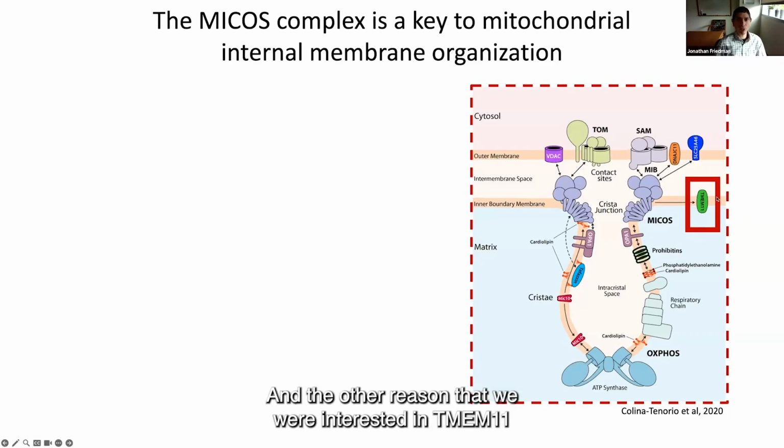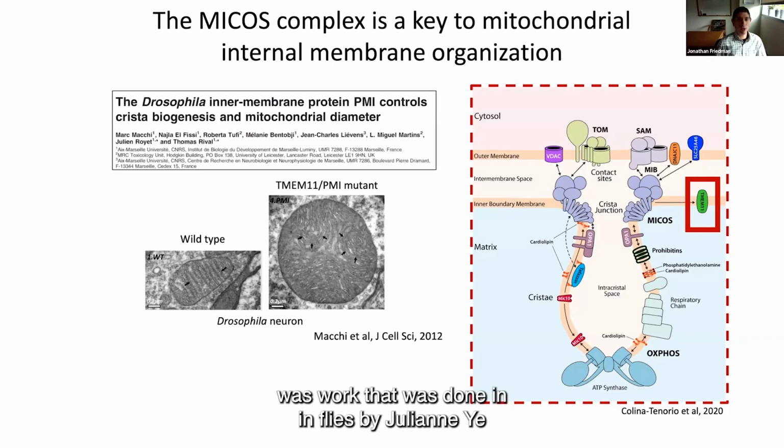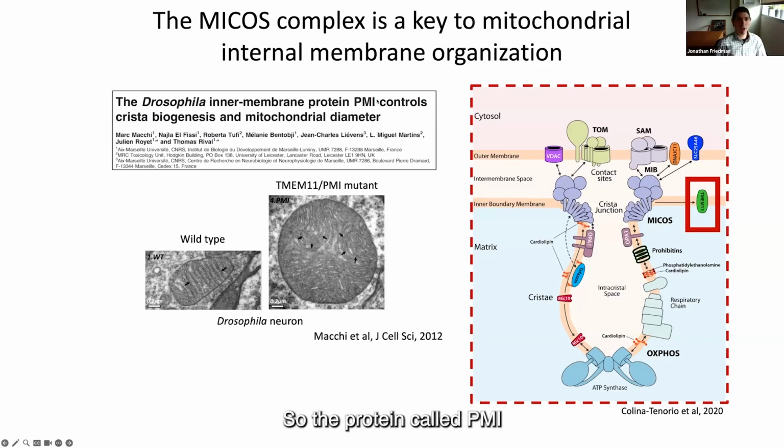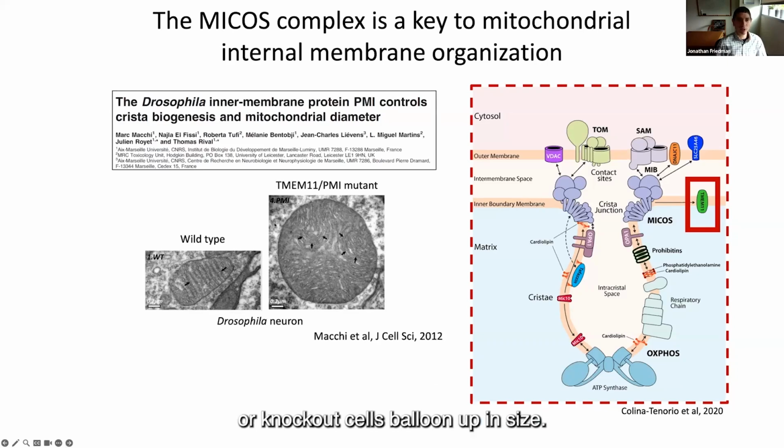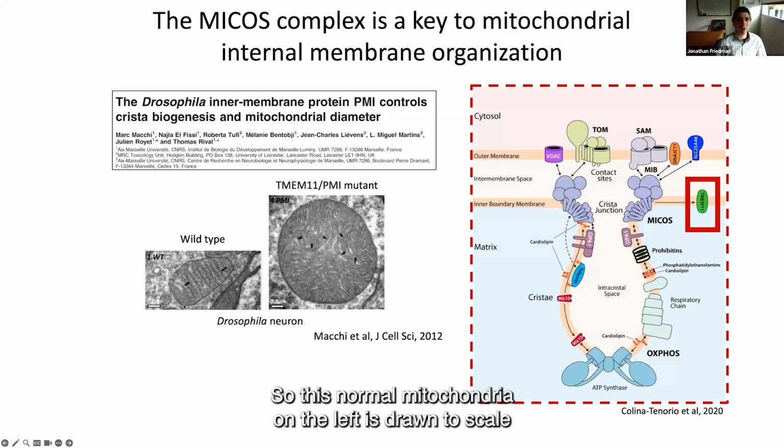And the other reason that we were interested in TMEM11 was work that was done in flies by Julien Royer and Thomas Rival, where they looked at the TMEM11 homolog in Drosophila, so the protein called PMI. And they characterized the protein as a mitochondrial intermembrane protein. And the knockout of this protein leads to defects in cristae organization. You can see that the cristae in these mitochondria look highly aberrant, very elongated and curved. And then secondarily, that the mitochondria in these knockout cells balloon up in size. So this normal mitochondria on the left is drawn to scale with these giant mitochondria that they observed in the absence of PMI in flies.